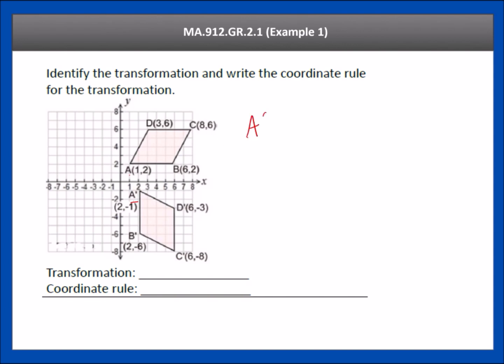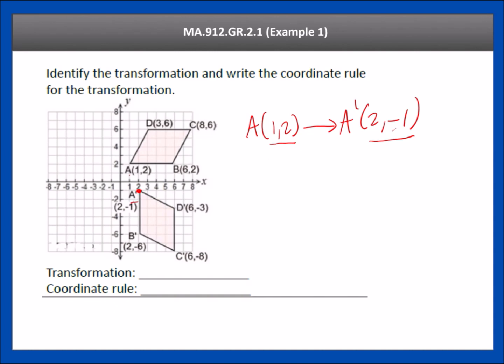All right, so let's see. We know that A goes to A prime. A is 1, 2. If I look at the image here, then the coordinates of A prime are, this coordinate right here is 2, -1. So A prime is 2, -1. So you can see that the coordinates switched, and not only did they switch, there's a negative on the second coordinate once you switch them.